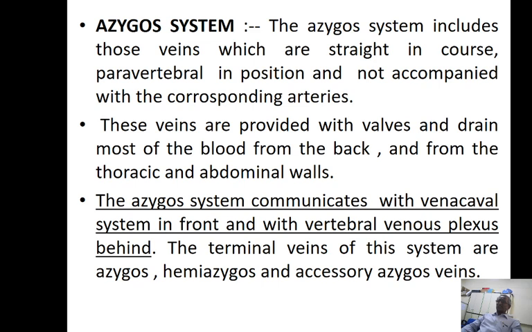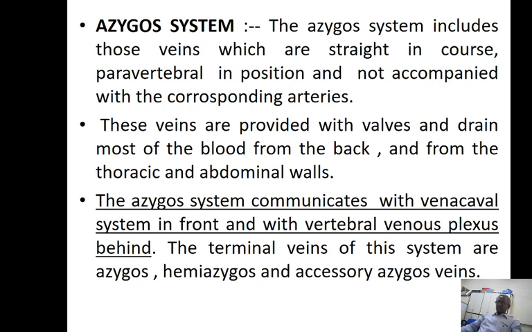So this azygos system includes the veins which are straight in course, paravertebral in position, that is they are on either side of the vertebral column, and not accompanied by the corresponding arteries. These veins are provided with valves and drain most of the blood from the back and from the thoracic and abdominal walls.